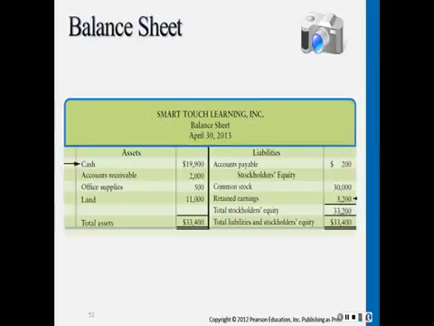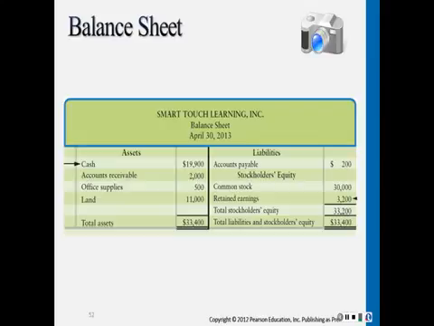The next statement that is prepared is the balance sheet. A balance sheet lists a business entity's assets, liabilities, and stockholders' equity as of a specific date. It's usually the end of a month, a quarter, or a year. The balance sheet is like a snapshot of the business.